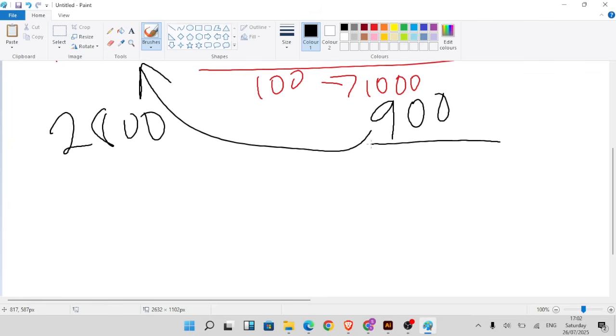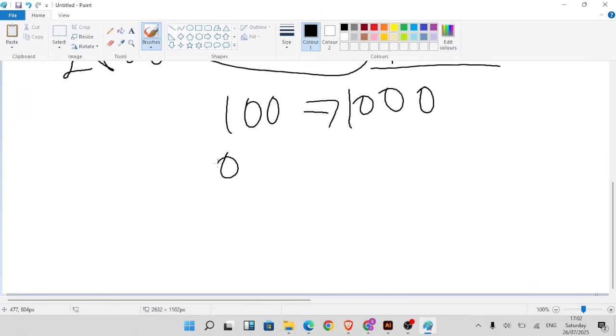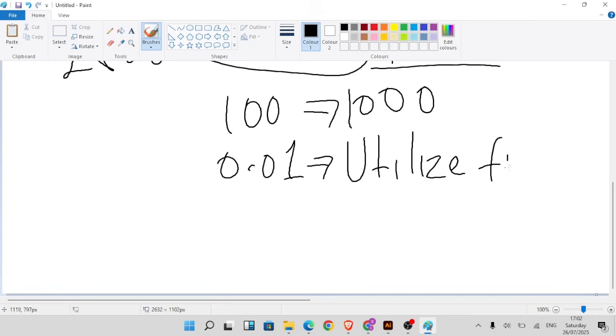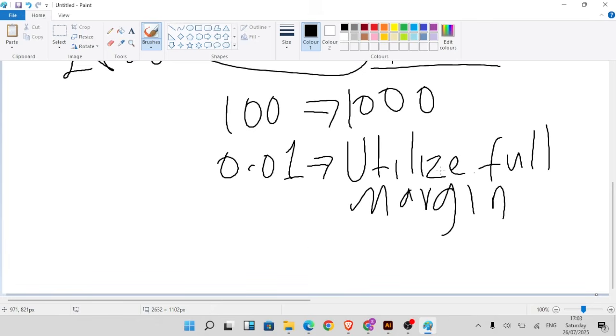Now, how do you easily turn 100 to 1,000? You will not trade with a single large lot size. You are supposed to trade with several tiny lot sizes, mini lot sizes of 0.01, and that is because the advantage this lot size gives you is you are able to utilize the full margin of your account, and this will work well for leverages of 1 to 100 and above.